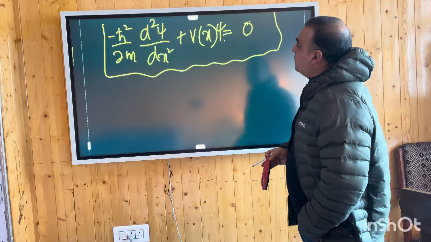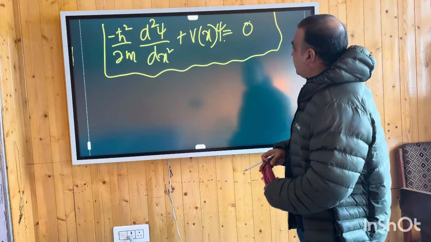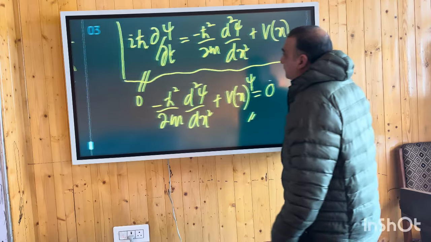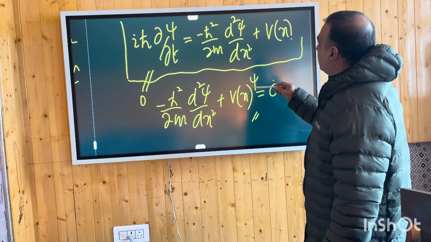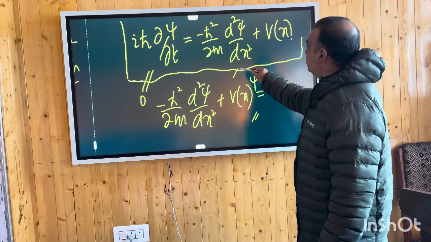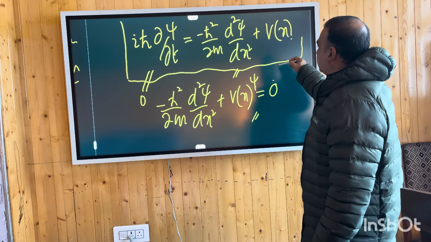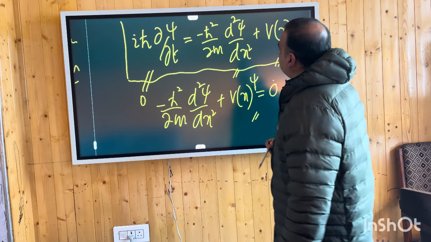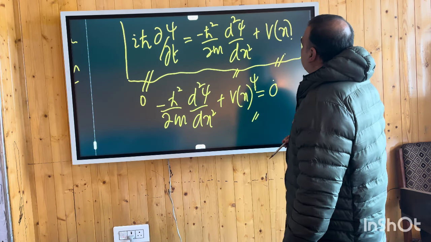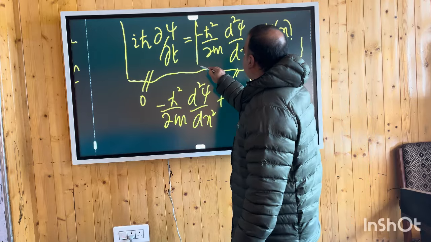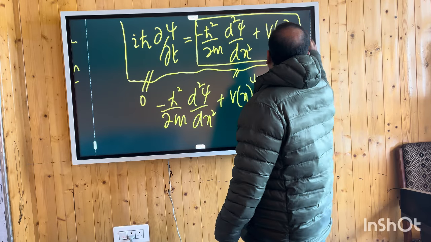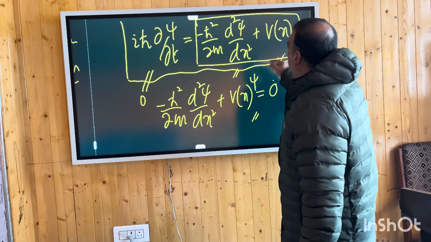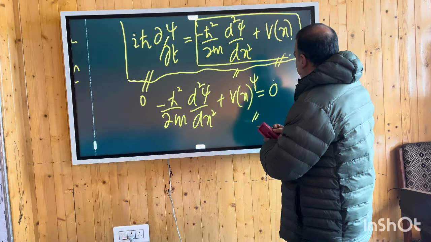So what is missing out here? This is the kinetic energy, this is the potential energy part, and this is the time dependence of the wave function. So this is taken as 0, that's fine, and this has to be equal to E psi.